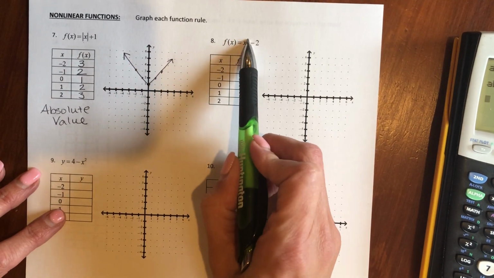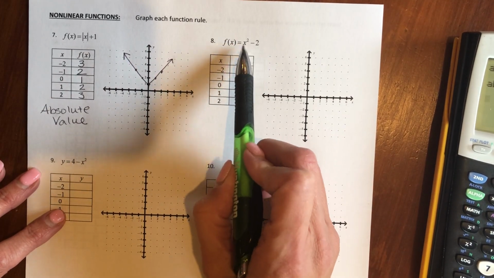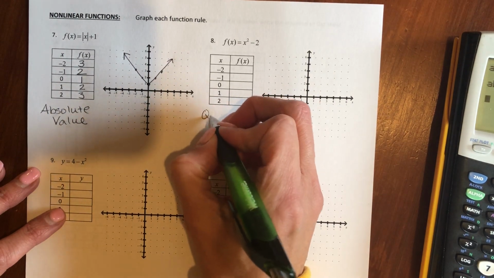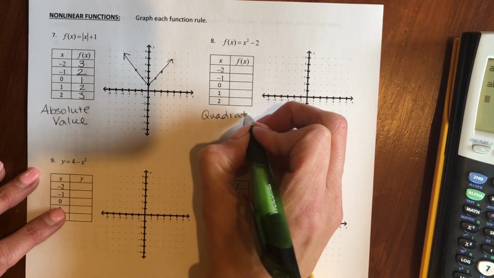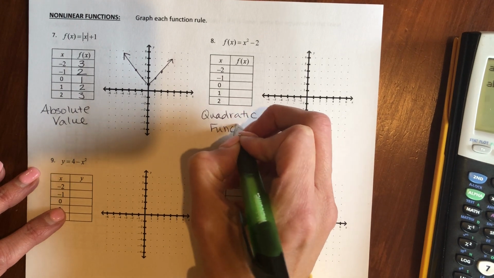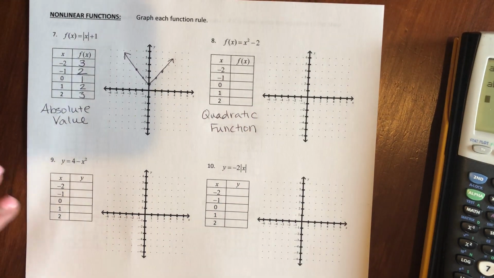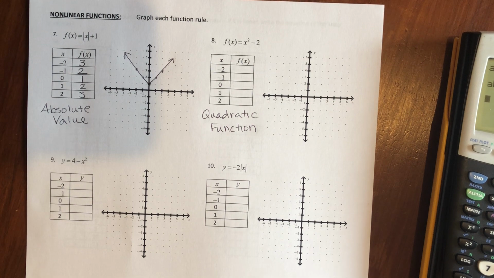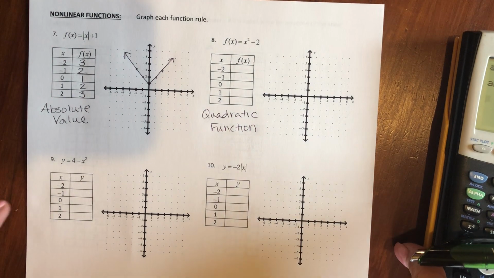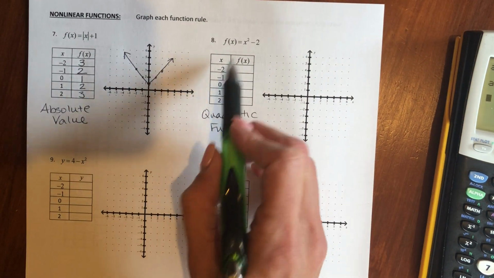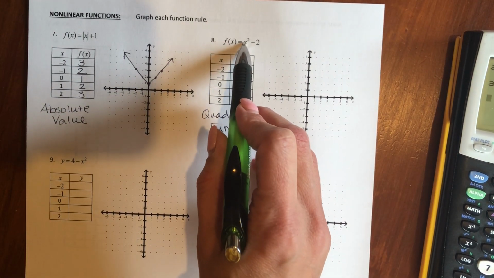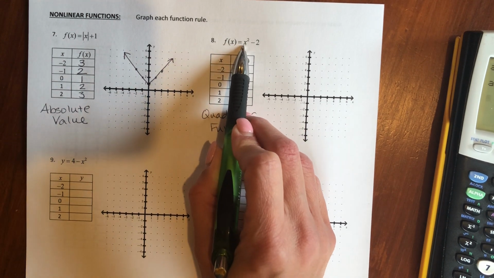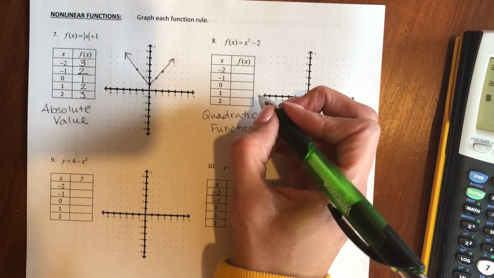So this one has the x squared in it. That x squared tells me that this is going to be a quadratic. This is going to be a quadratic function. So if you think back to your notes, quadratic functions make that U shape, that parabola. So our graph should end up looking like a U. So let's go through and do this one. So you would plug in that -2. -2 squared, or -2 times -2 is 4. 4 minus 2 is 2.